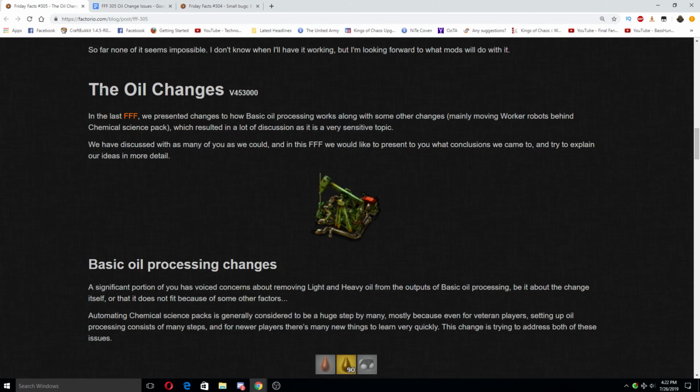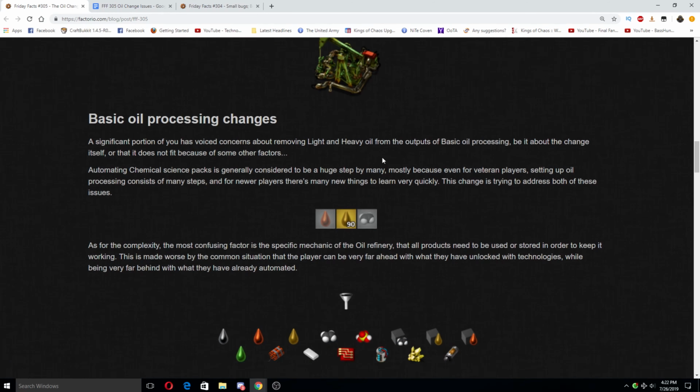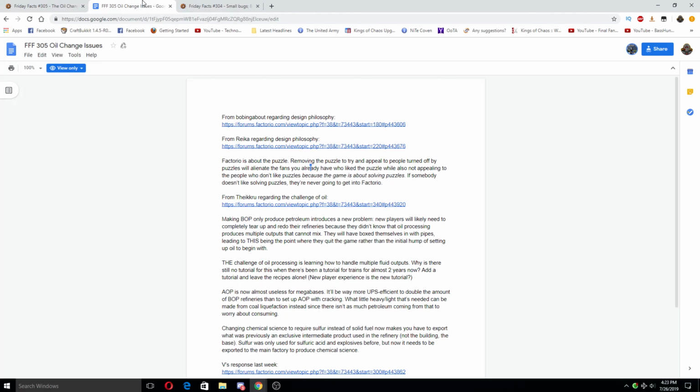Yeah, exactly. And this kind of segues into the real challenge of oil processing. On last week's Friday Facts, I think it was Bilka who posted his personal opinion, not an official dev opinion, because Bilka didn't work on this, but his personal opinion that the challenge of oil processing is because you have so many different things that you have to do all at once.